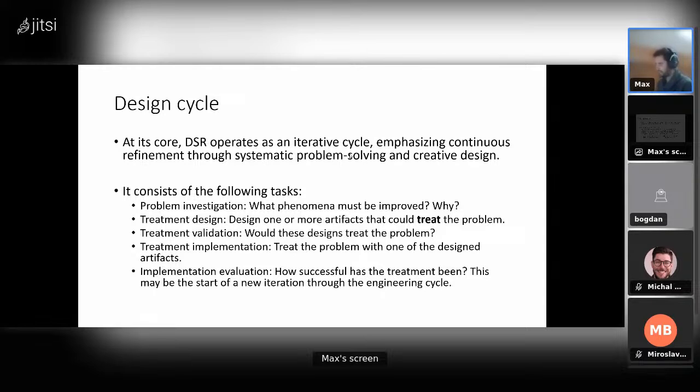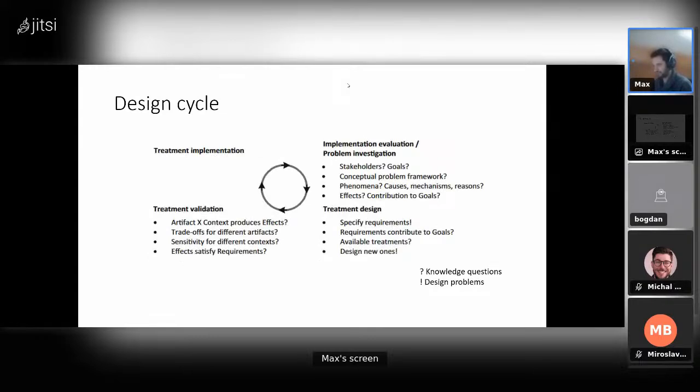The next step is the treatment validation: would this design treat the problem? Then treatment implementation: treat the problem with one of the design artifacts. And implementation evaluation: how successful has the treatment been? Depending on this output, you can start all over again. That's really this cycle that we see here.